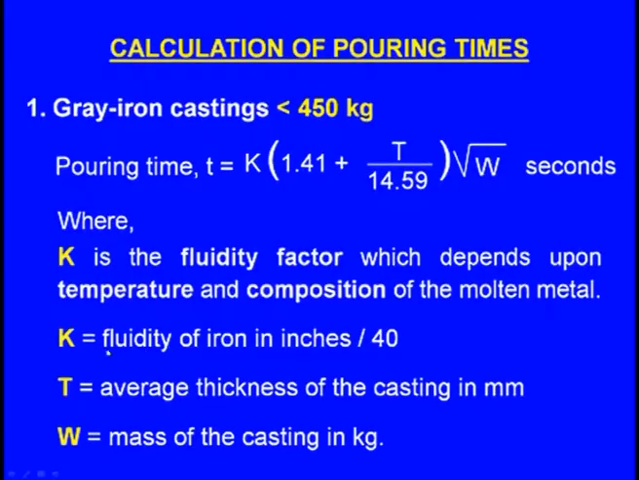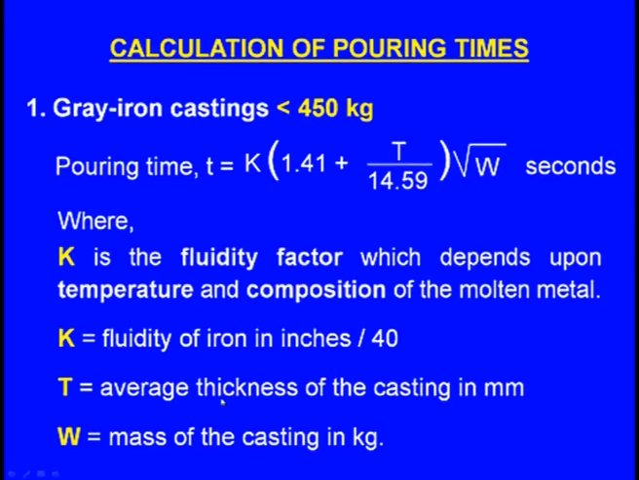What is this? There will be a spiral, right? A spiral casting. If we stretch it, it will be equal to 40 inches. Now, in this spiral mold, we pour the liquid metal. Depending upon the fluidity of the melt, some alloys may flow up to maybe 39 inches, or some may go up to 35. Like that, different alloys will flow to different lengths. Again, it depends upon the temperature of the melt. So K is equal to fluidity of iron in inches divided by 40.